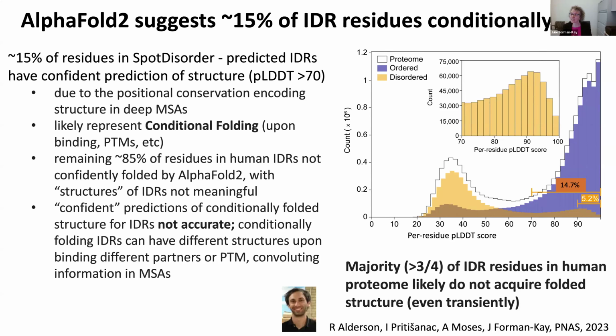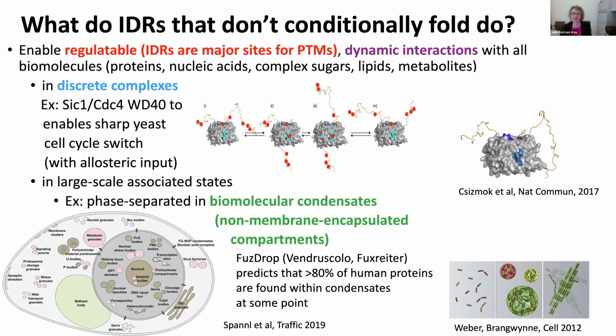But that is not the focus of what I wanted to pull out of this study. The main excitement for me here was that a majority of disordered protein residues in the human proteome likely never acquire structure, even transiently. So there's only a small fraction that are conditionally folded. So what do these IDRs that don't conditionally fold do?